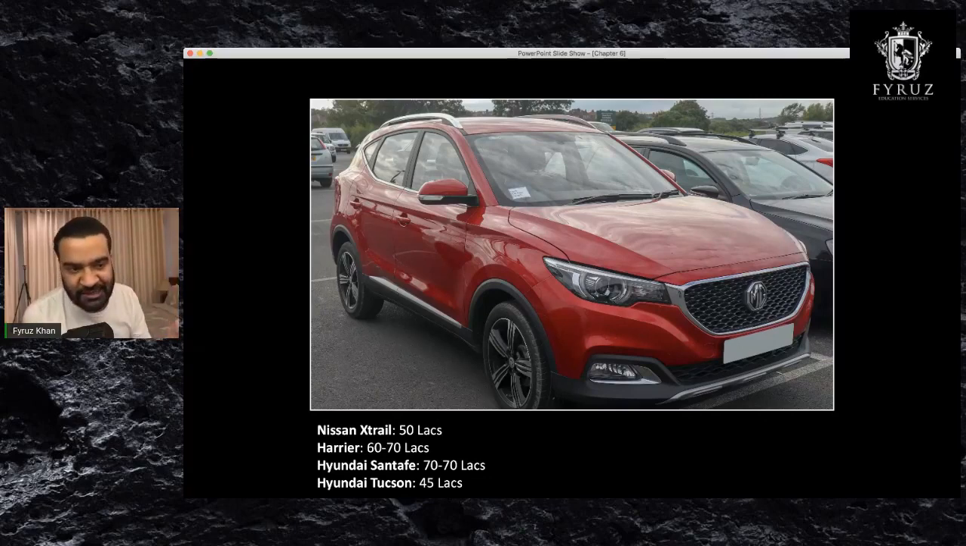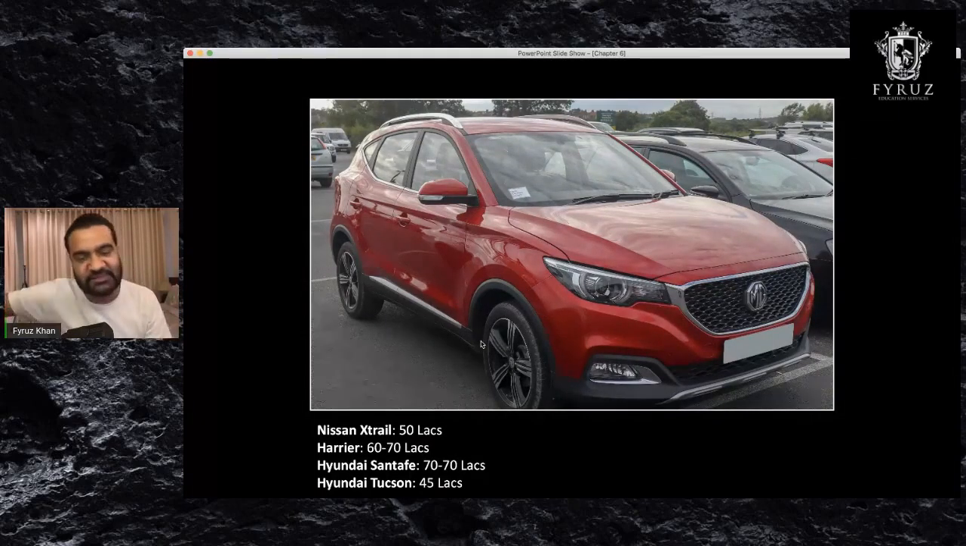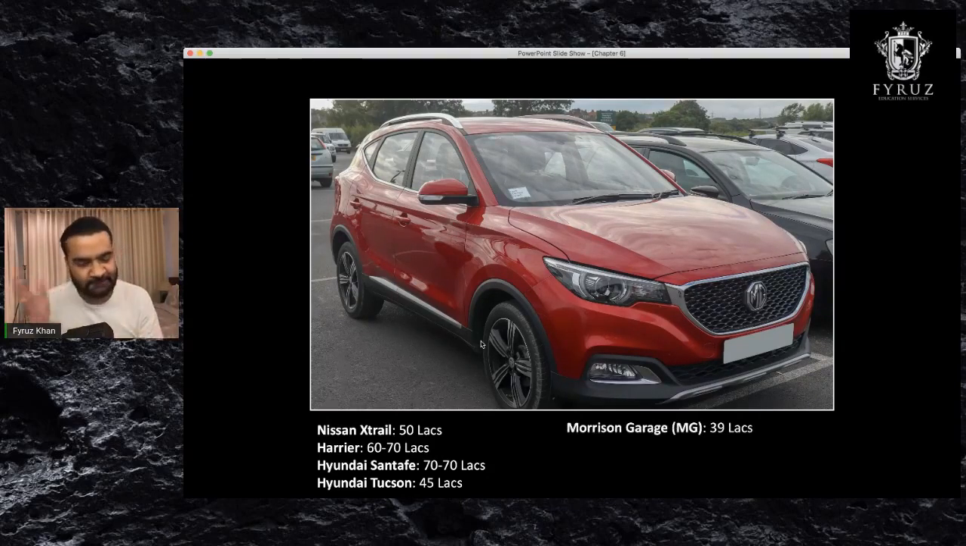Now, I think MG came last year. MG means Morrison Garage. That's the full form, and it's a British brand, but it's assembled in China. Now they've entered the Bangladeshi market, and these were the competitors: X-Trail, Harrier, Hyundai Santa Fe, Hyundai Tucson, because these are all mid-size SUV that is currently available in the market. I have an X-Trail, and when they entered the market, MG, interestingly, they priced their car at 39 lakhs, including registration. Now, how is that possible?